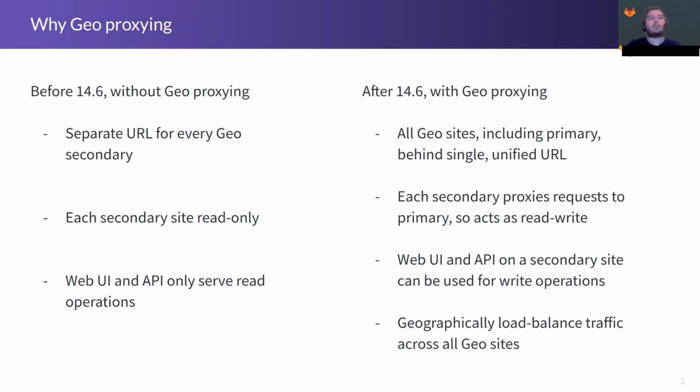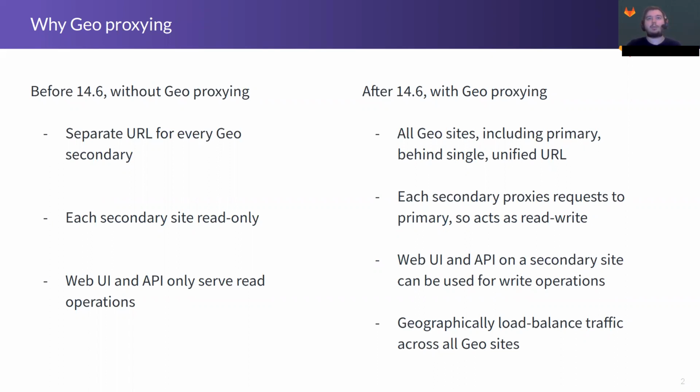So before 14.6, without geoproxying, you'd have a separate URL for every geosecondary, and then each secondary would be read-only, so the web UI and API could only serve read operations.